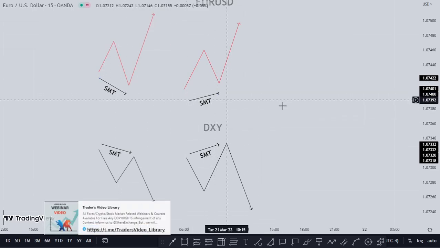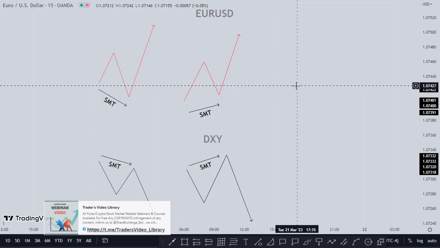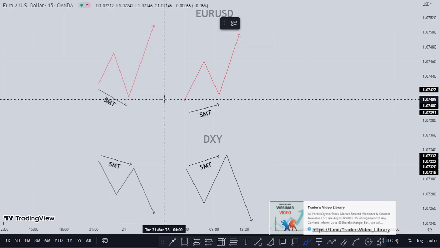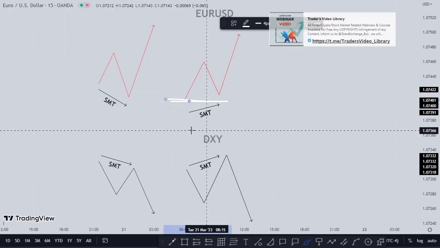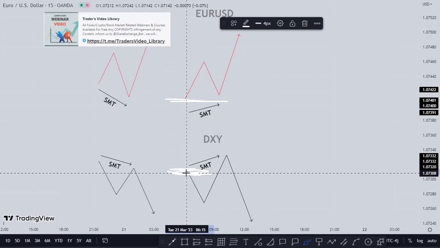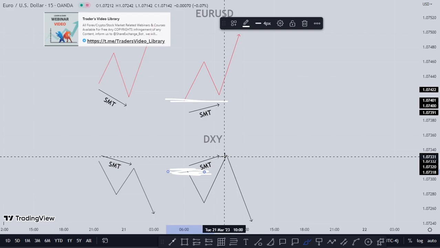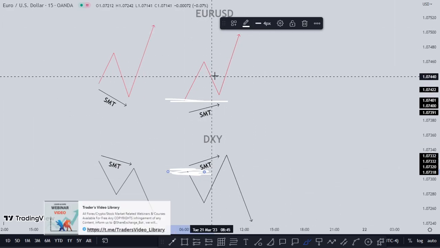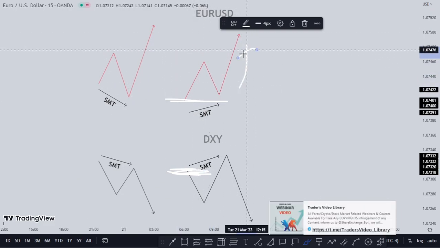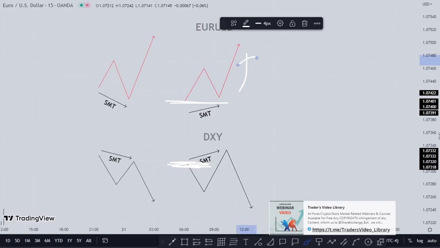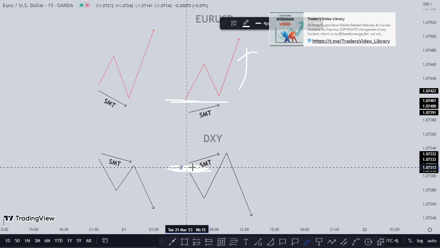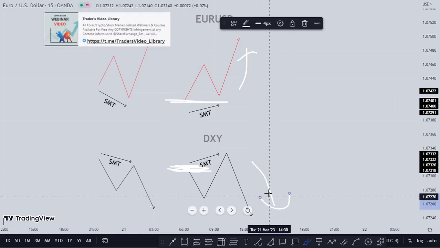So what does it mean? This means that the Euro USD is too bullish and it failed to break this low, but the dollar index isn't that bullish. It took this liquidity right here, and now because they are correlated pairs, we know that the Euro USD is too bullish and it will continue going higher, and the dollar index took the liquidity and it will sell off right here.